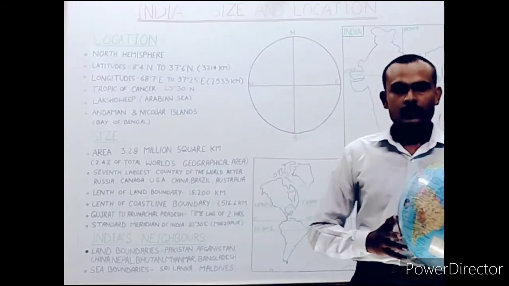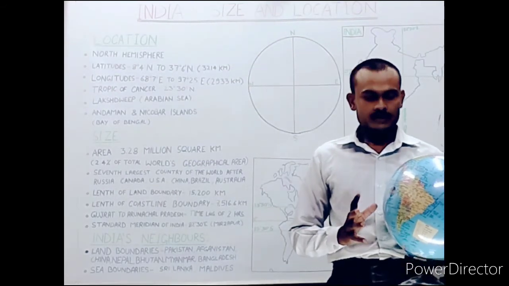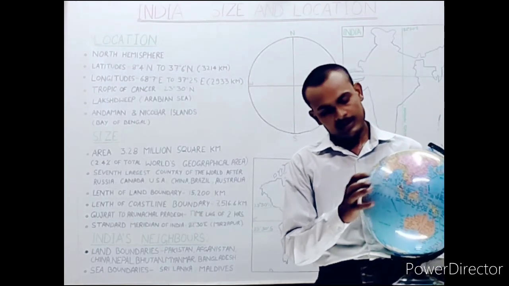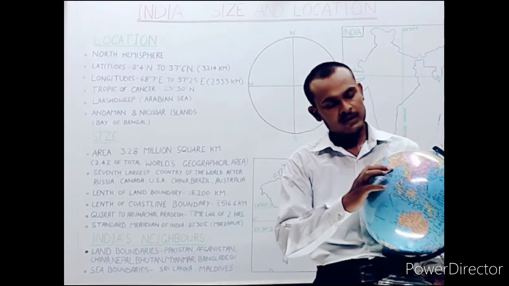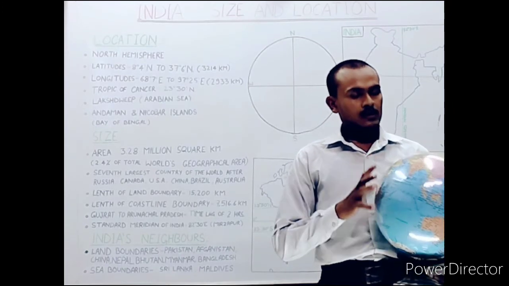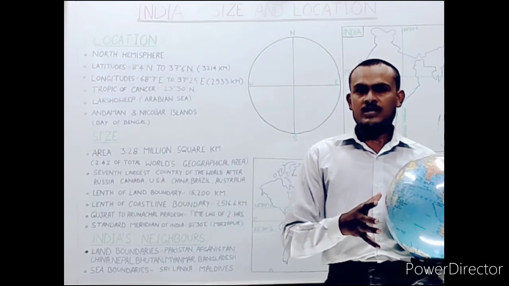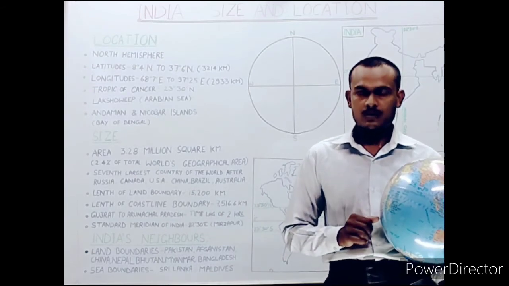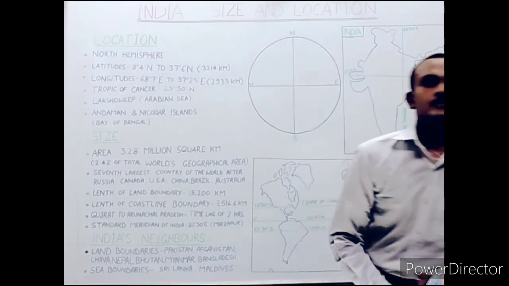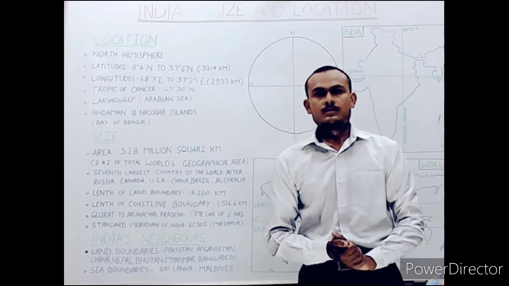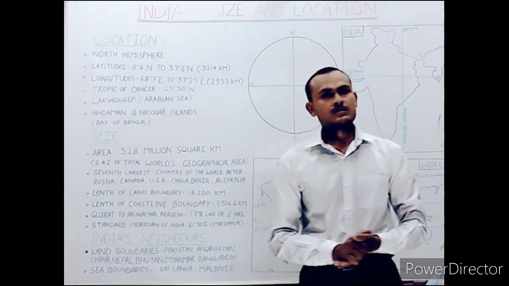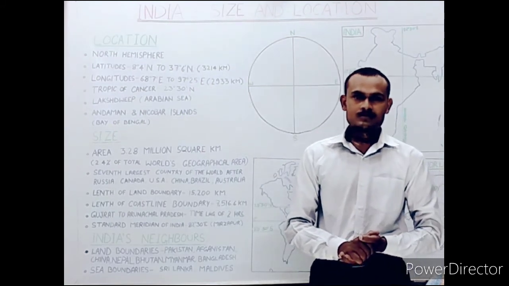We see the globe, the model of the earth. On the globe we see our country, India, here. Here is the equator line, here the Tropic of Cancer, and here the Tropic of Capricorn. Here is the location of our country on the earth. Now we have learned about this chapter, India's size and location. We will meet in the next part of this video.